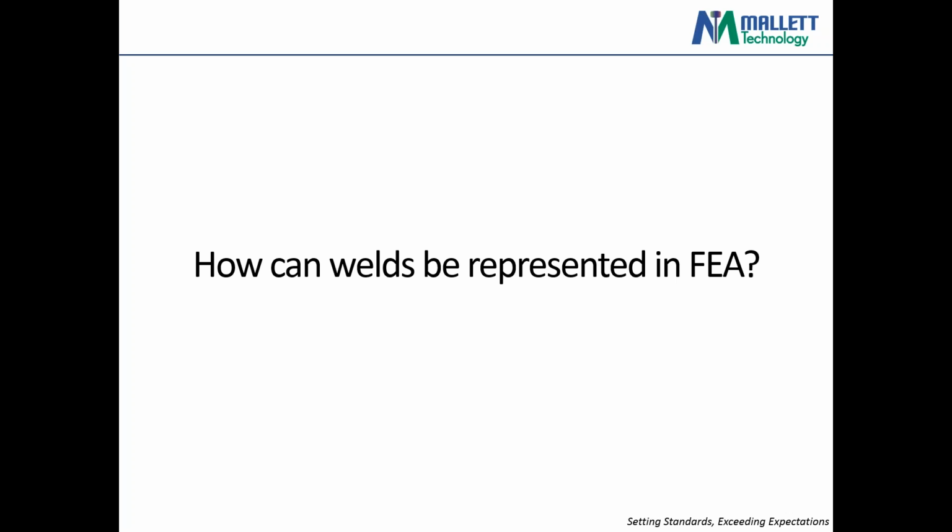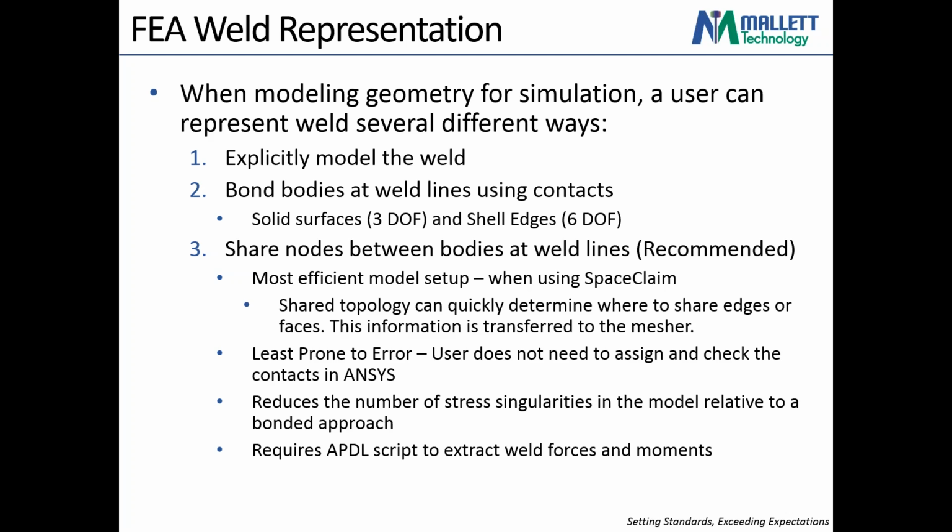Okay, so how can welds be represented in FEA, and particularly in this case in ANSYS? There are a few different methods. First, as I've discussed, we could explicitly model the weld. That is an option. The second method is we could explicitly model the weld and just join it so everything is one body through that weld, right? The second option is, rather than joining it directly so it's all one body, we could bond bodies at the weld lines.